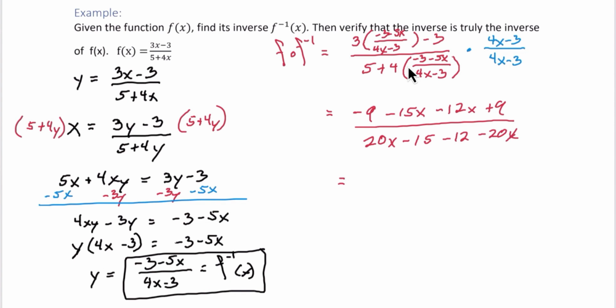Continuing to simplify, notice the numerator, the 9's cancel, they add to 0, and then we get negative 27x divided by, in the denominator, the 20x's add to 0, and we're left with negative 27. Reducing that, we get x. And since f of f inverse resulted in x, we can say that the inverse we found is truly the inverse. Verifying the inverse can sometimes be more tedious than actually finding the inverse.